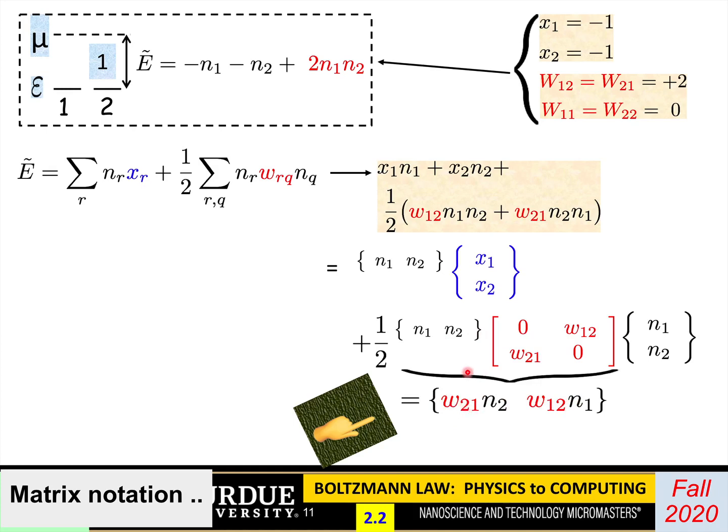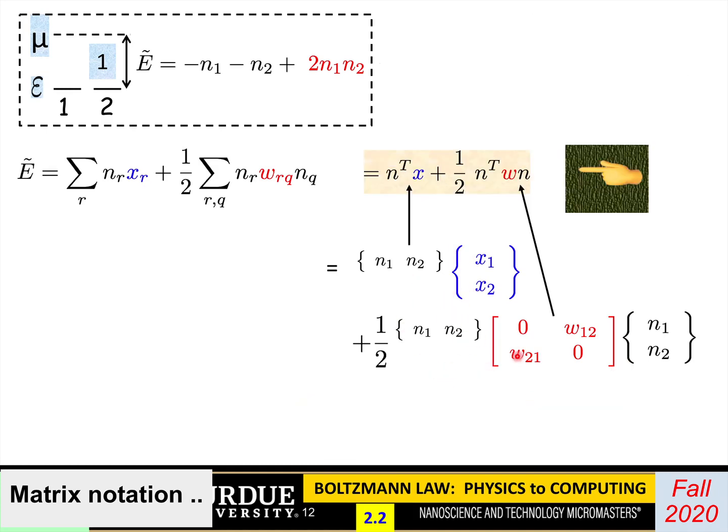And the row vector will have as its first term n2 times w21, and the second term will be n1 times w12. Then what I have to do is multiply this row vector into the column vector, and that will give me a single number. So I'll get w21, n2, n1, that's this, and w12, n1, n2, that's the other one. So that's how you can see that this can be written as a product of matrices like this, which can be compactly written as, if n is a column vector, then this row vector is just n transpose. So you could write this as n transpose x plus half n transpose wn.